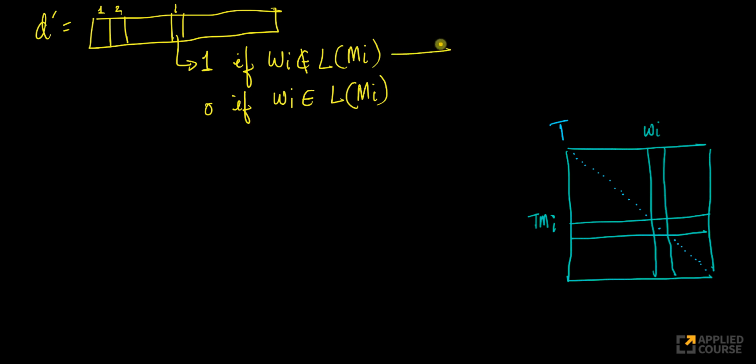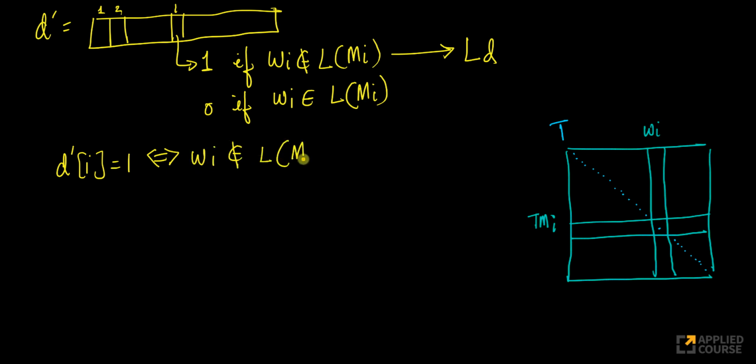If you notice this, what is this? This is what we had as part of our language D, or diagonalization language, if you think about it, right? So can I write it like this? D dash i equal to 1 implies, or double implies, that if D dash i equals 1, then Wi is not accepted by machine Mi, or Wi doesn't belong to the language accepted by Mi.